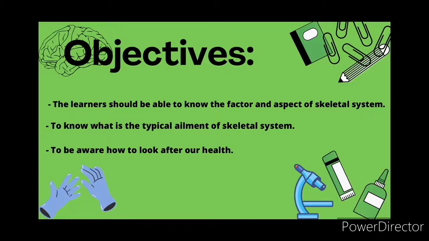So these are the objectives. The learner should be able to know the factor and aspect of skeletal system. The second one is to know what is the typical ailment of skeletal system. And the last one is to be aware how to look after our health. Dito natin malalaman kung paano natin mapapangalagaan at maiiwasan yung mga bagay na hindi makakabuti sa ating skeletal system.